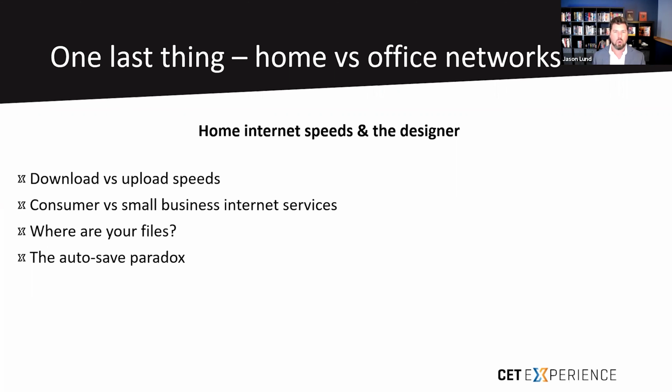A home internet connection is not the same as your office internet. First of all, most office internet connections are fiber-based. They're what's called synchronous. So say it's a 100 meg connection. That means you have 100 meg down and 100 meg going back up, which is great. So you can send the files as fast as you receive them.